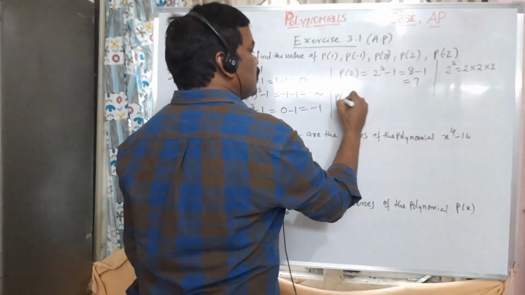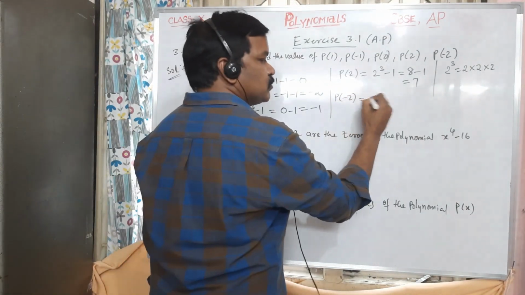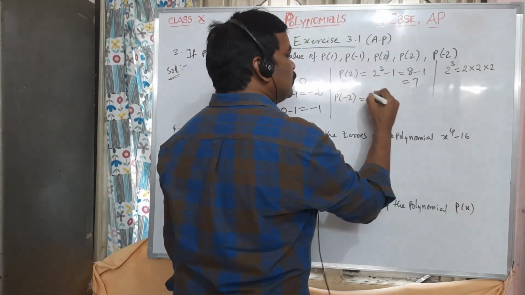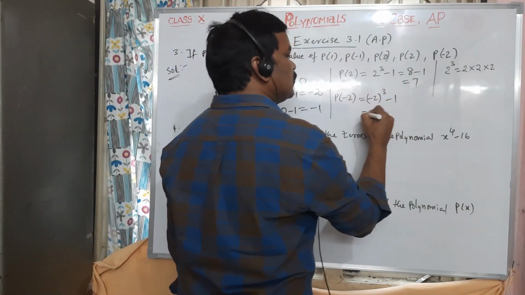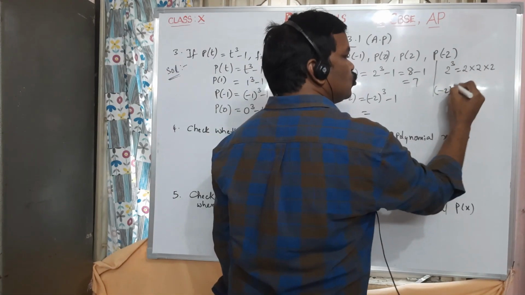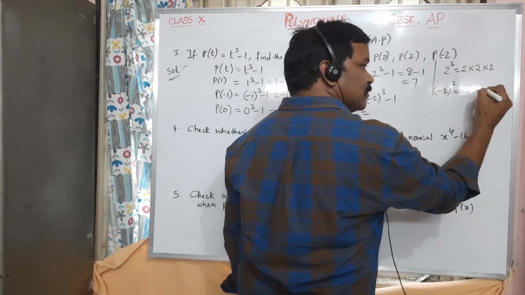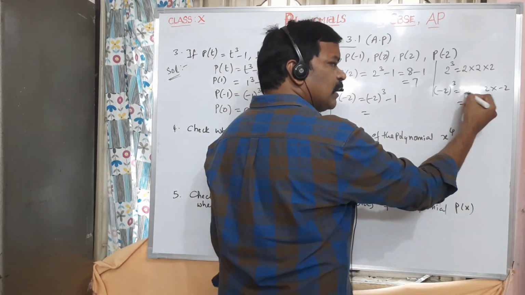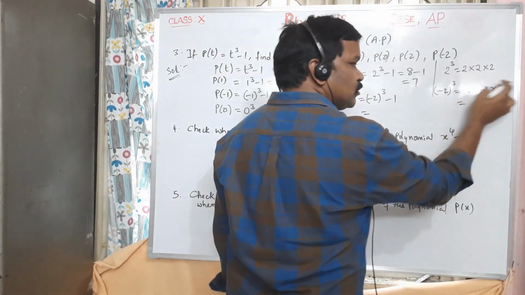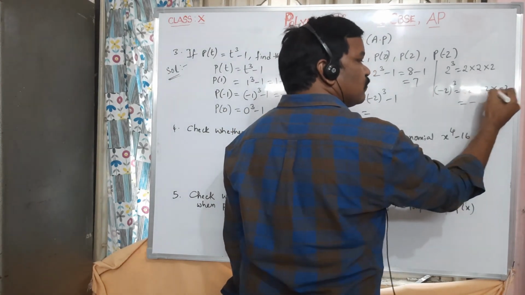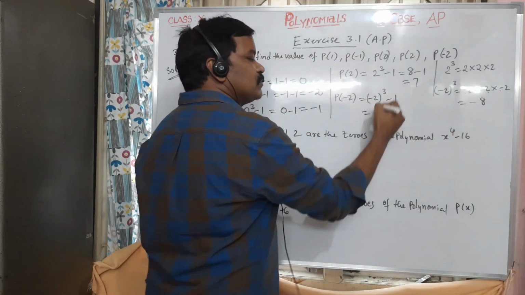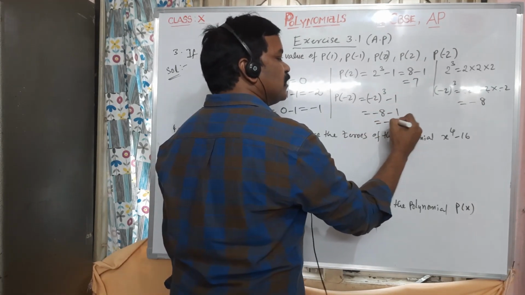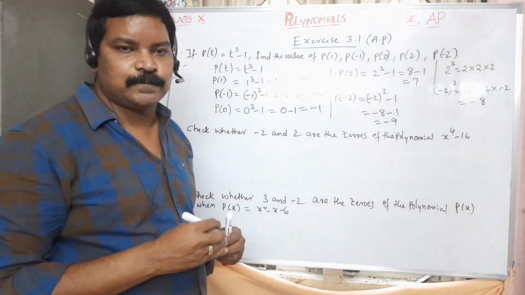The next one is p of minus 2. So substitute t is equal to minus 2 in the given polynomial. That is minus 2 whole cube minus 1. So what is minus 2 whole cube? Minus 2 times minus 2 times minus 2. That means minus into minus is plus, plus into minus is minus. 2 2s are 4, 4 2s are 8. So minus 2 whole cube is minus 8. Here it is minus 1. Minus 8 minus 1, that is minus 9.